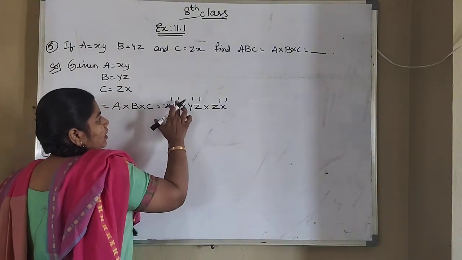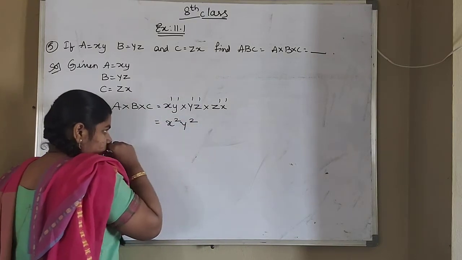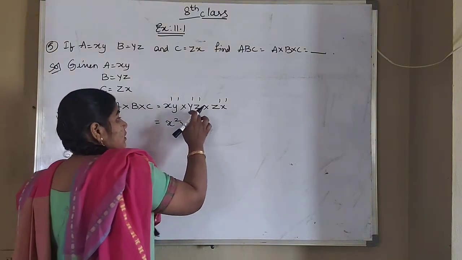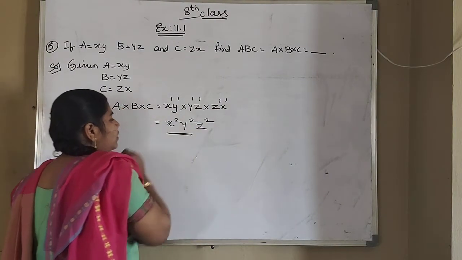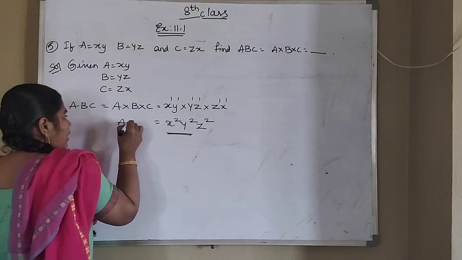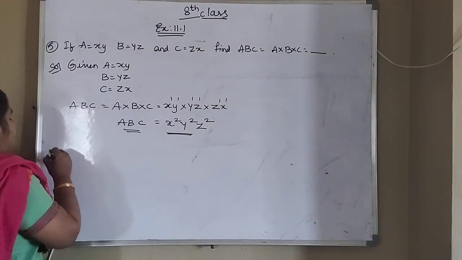How many y's are there? 1, 1, that is 1 plus 1 will be 2, so y square. How many z's are there? Z power 1, Z power 1, that will be Z power 2. So this is our ABC value. So ABC is equal to x square, y square, z square.